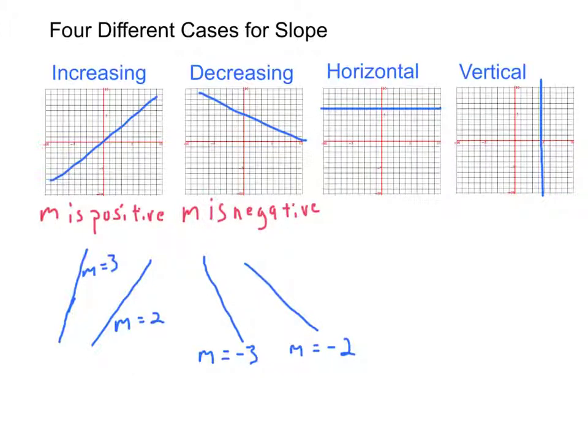Now in the third case of a horizontal line, the slope is always 0. The reason for this is if you pick any two different points on the line and you calculate the slope, which is rise over run, the rise is going to always be 0 because the 2 points have the same y-coordinate. And the run will be some other number. I'll just represent that with some constant k. But regardless of what k is, 0 divided by any other number is always 0.